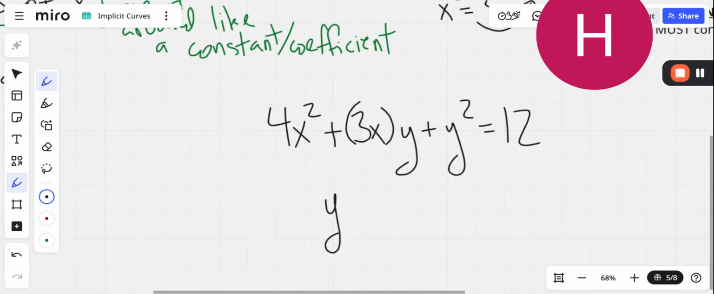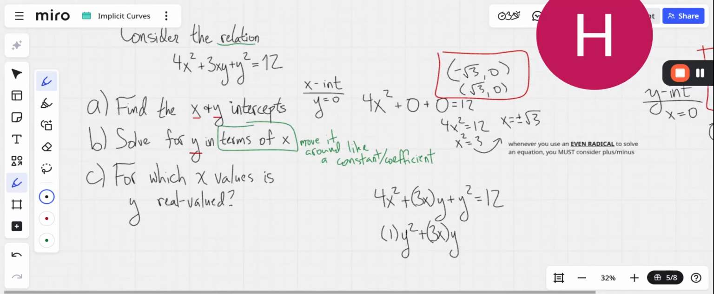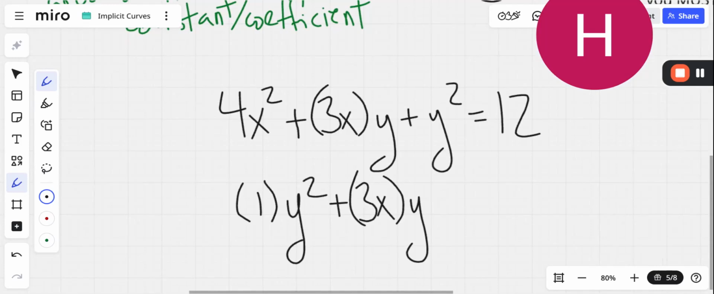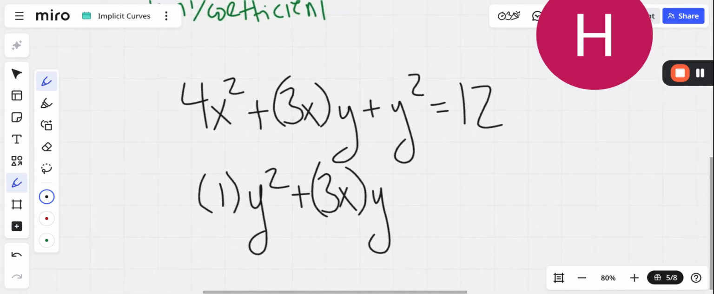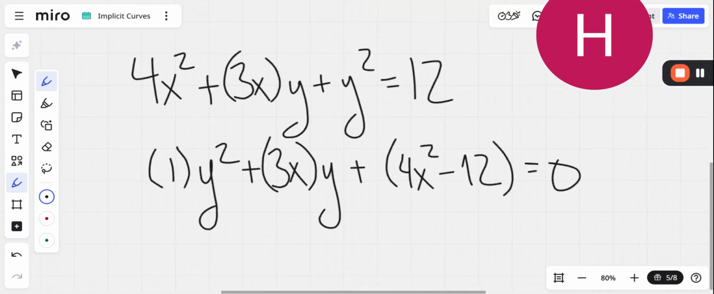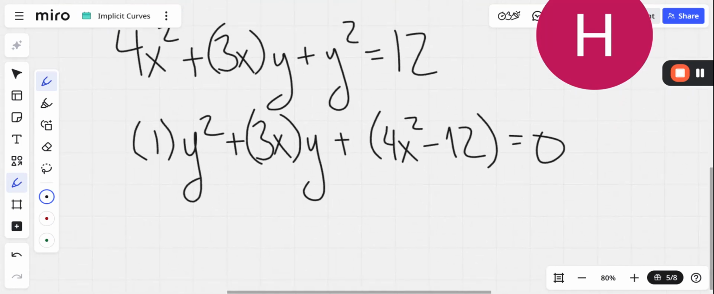And you'll notice that this is basically quadratic. It's like we have 1y squared plus 3xy. Remember, x is being treated just like a regular number here. It's not being treated like a variable because we're isolating the variable y. So everything else gets treated like it's not a variable. And then we have this constant, but the constant is going to be 4x squared minus 12. That's all one constant together. And this equals 0. So now this is basically a quadratic equation.